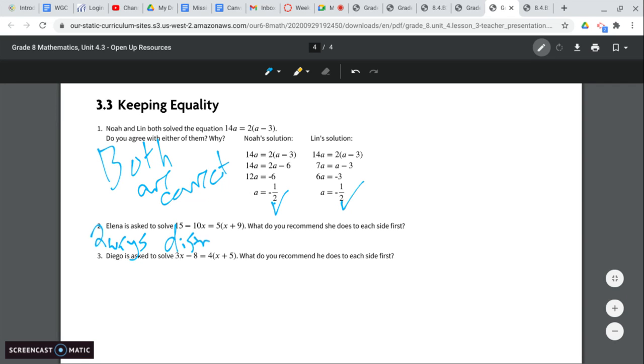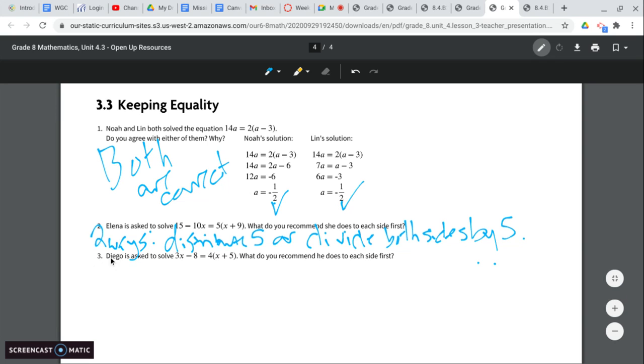Distribute 5, or divide both sides by 5. So there's 2 different ways, just like there were here.